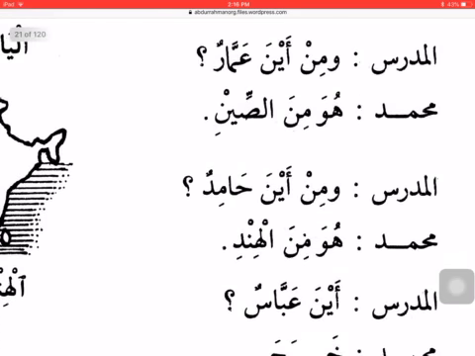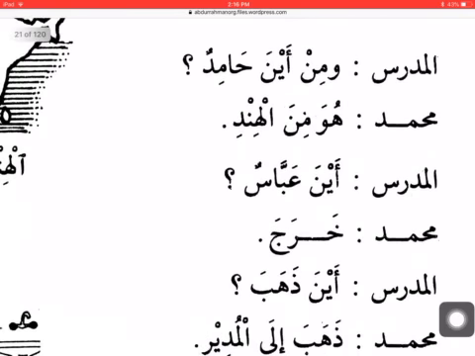The teacher goes on and asks, Al-Mudarris, wa min aina Ammarun, and from where is Ammar? Where is Ammar from? Muhammad replies, Huwa min as-Sini. Huwa we already know, he. Min we already know, from. As-Sin is the Arabic word for China. He is from China. Ammar is from China. The Mudarris now asks, wa min aina Hamidun, and where is Hamid from? So Muhammad replies, Huwa min al-Hindi, a new word. Al-Hind is the name for the country India. He is from India.